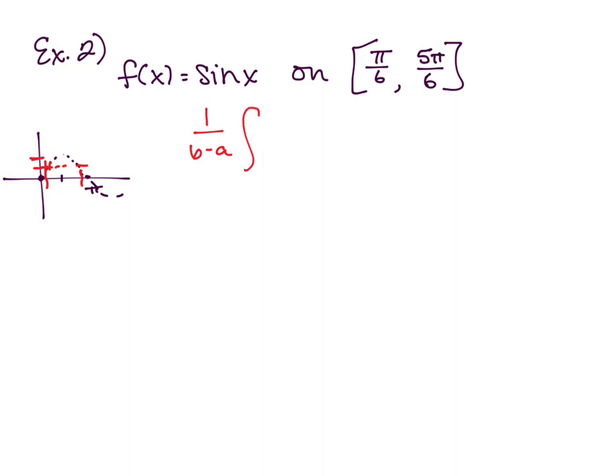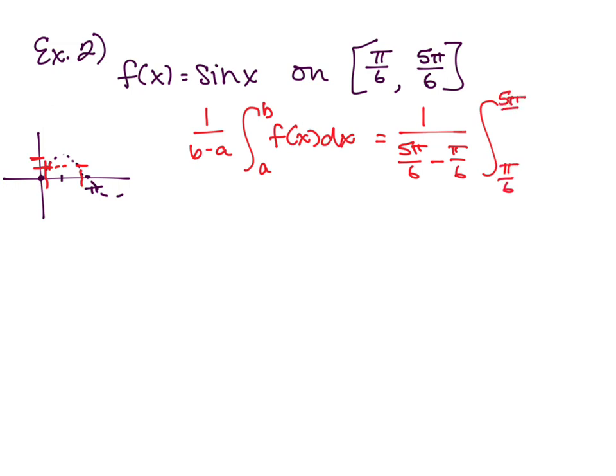So we have 1 over b minus a times the integral from a to b of f of x dx. So we're going to have 1 over 5 pi over 6 minus pi over 6 times the integral from pi over 6 to 5 pi over 6 of sine x dx. Okay. And if you'll remember, we said the derivative of sine is cosine. The derivative of cosine is negative sine. We made this fun little chart that we could read backwards the other day.